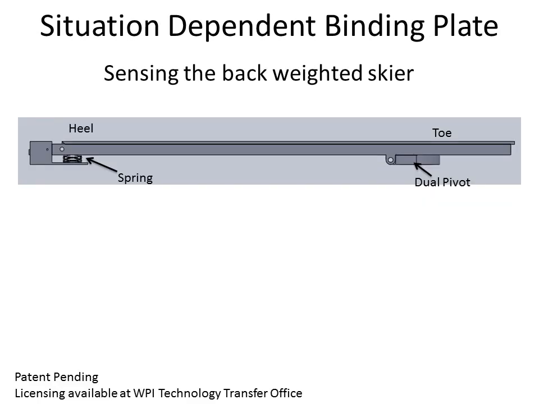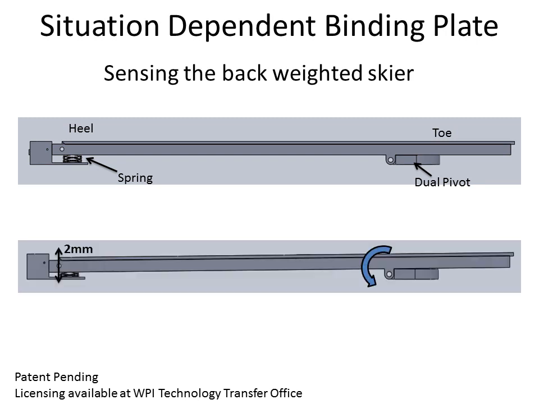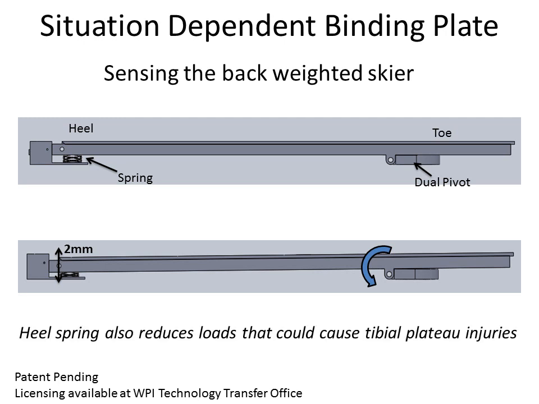A solution to sensing the back-weighted skier, which we have developed at WPI, is to allow the heel of the binding plate to displace vertically. Upon this displacement, the binding plate will change its absorption characteristics to reduce the amount of injuries seen by the skier. An added benefit is that this displacement will absorb loads which could cause tibial plateau injuries.